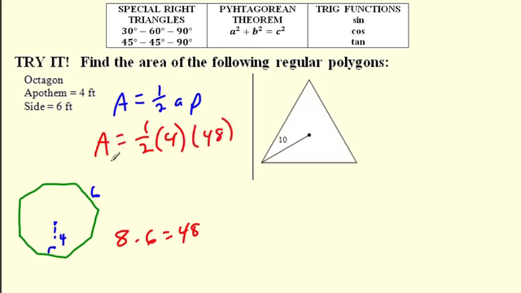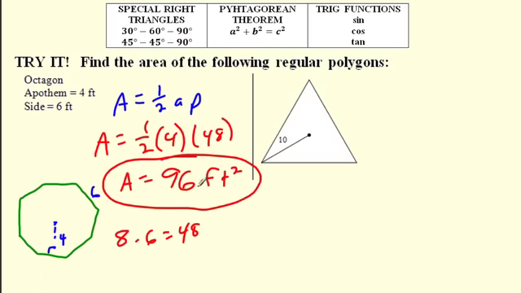And then it's just a matter of multiplying these out. Half of 4 is 2. 2 times 48 is 96. And this is in feet, so make sure you label it. It's feet squared. Fantastic. All right, so I like when they give it to you all, just plug and chug.